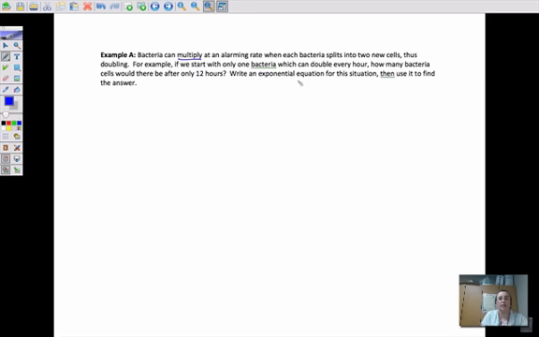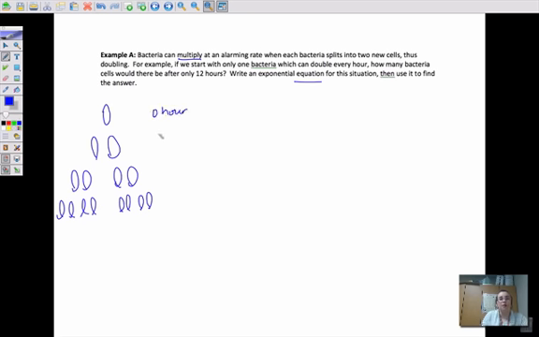We're going to write an exponential equation. First, I'm just going to draw the situation. We start with 1 bacteria. It splits into 2 more. Each of those split into 2 more. Then each of those split into 2 more, and so on and so forth. This is each hour. This is at the 0 hour, the beginning. This is after 1 hour, after 2 hours, after 3 hours, and so on and so forth.